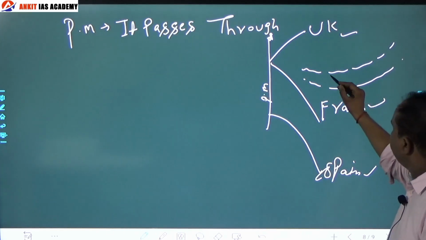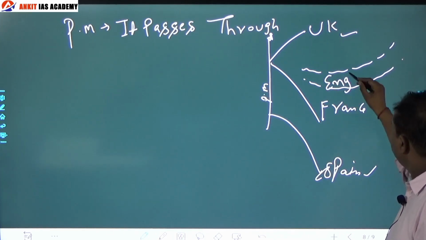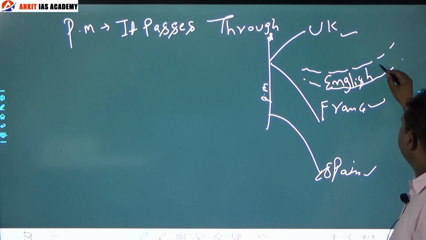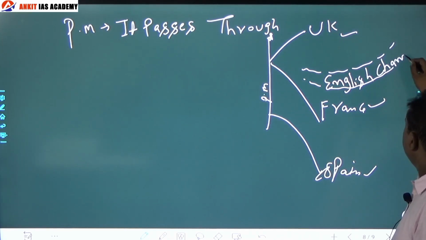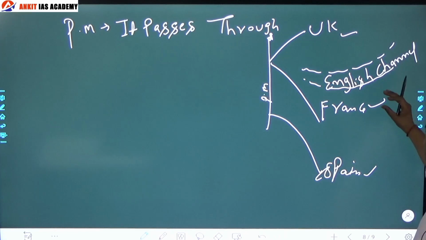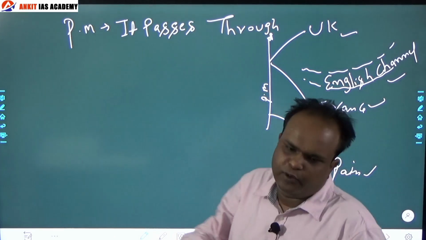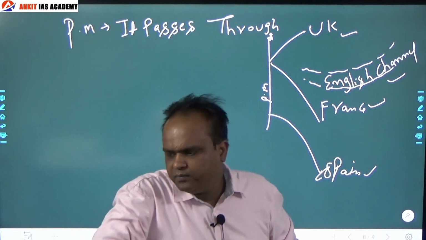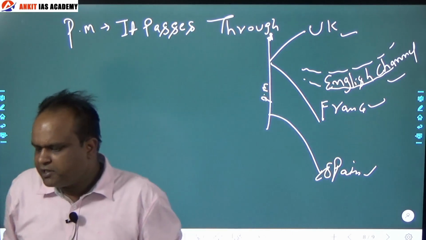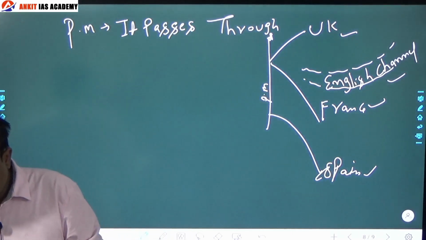This is the English Channel, which is located between France and UK. Might be they will ask you a question like this: which one of the following water bodies is located between UK and France? The answer will be English Channel. Highlight this English Channel also, which is easily available in your atlas.